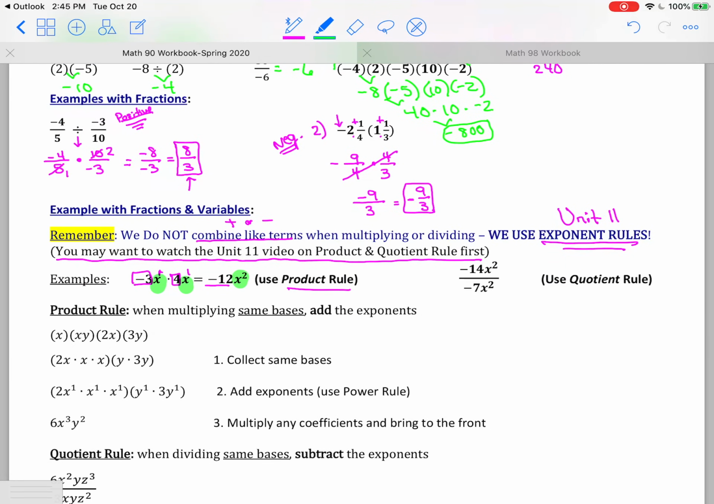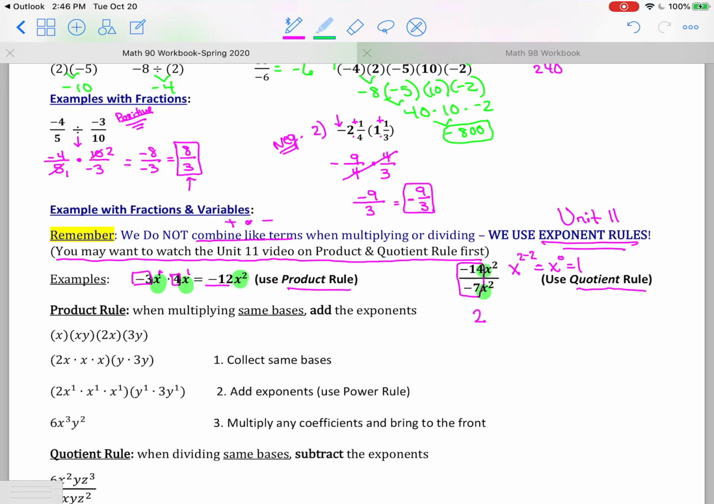Quotient rule. Quotient rule tells us that we subtract our exponents when we have the same bases. Of course, we always look at our coefficients first, and we have a negative divided by a negative. So negative 14 divided by negative 7 is going to give us 2. And you notice that our bases are the same. These are both x's. So this is actually going to be just x. We could pull this over here and say this is x to the 2 minus 2, which is x to the 0, which is x to the 1.